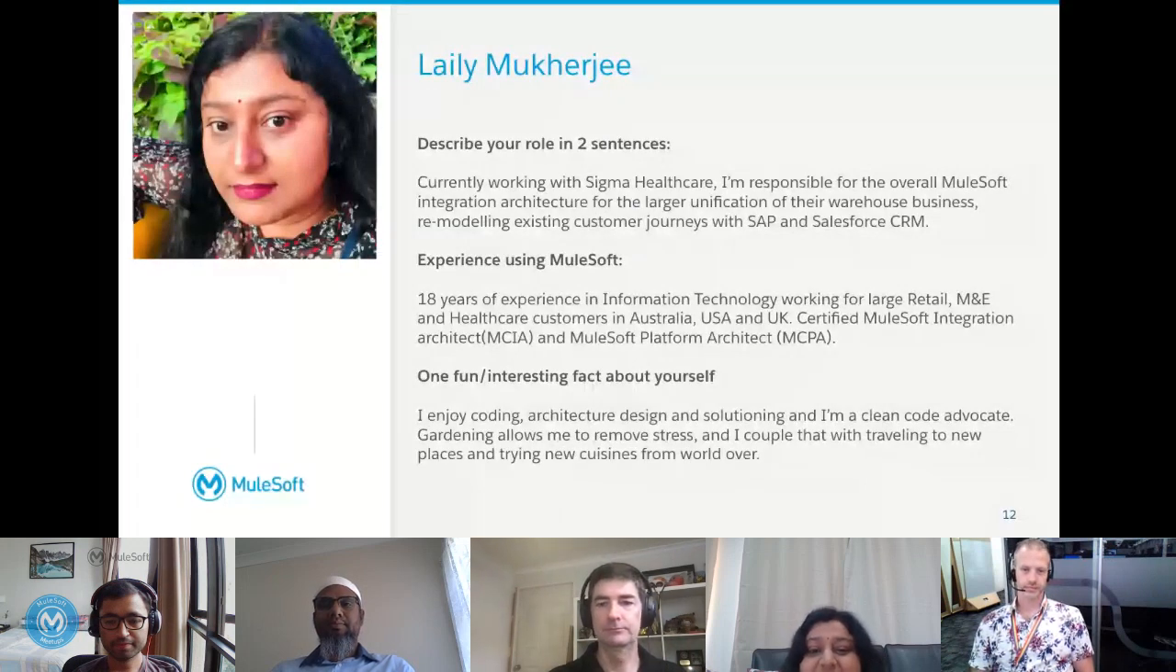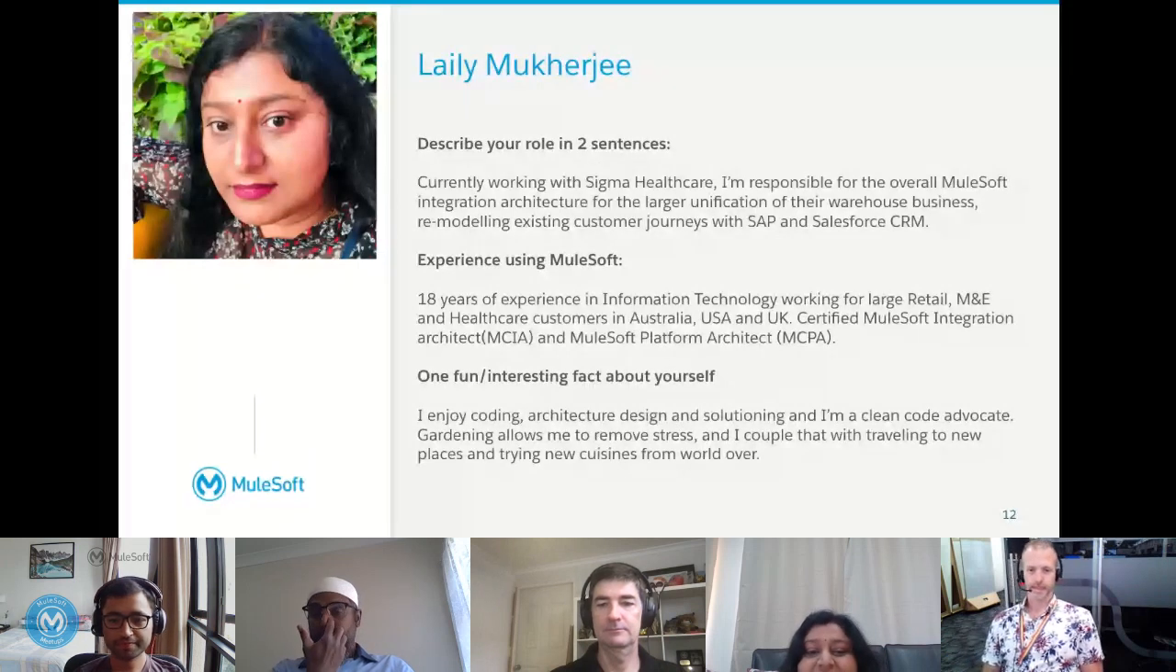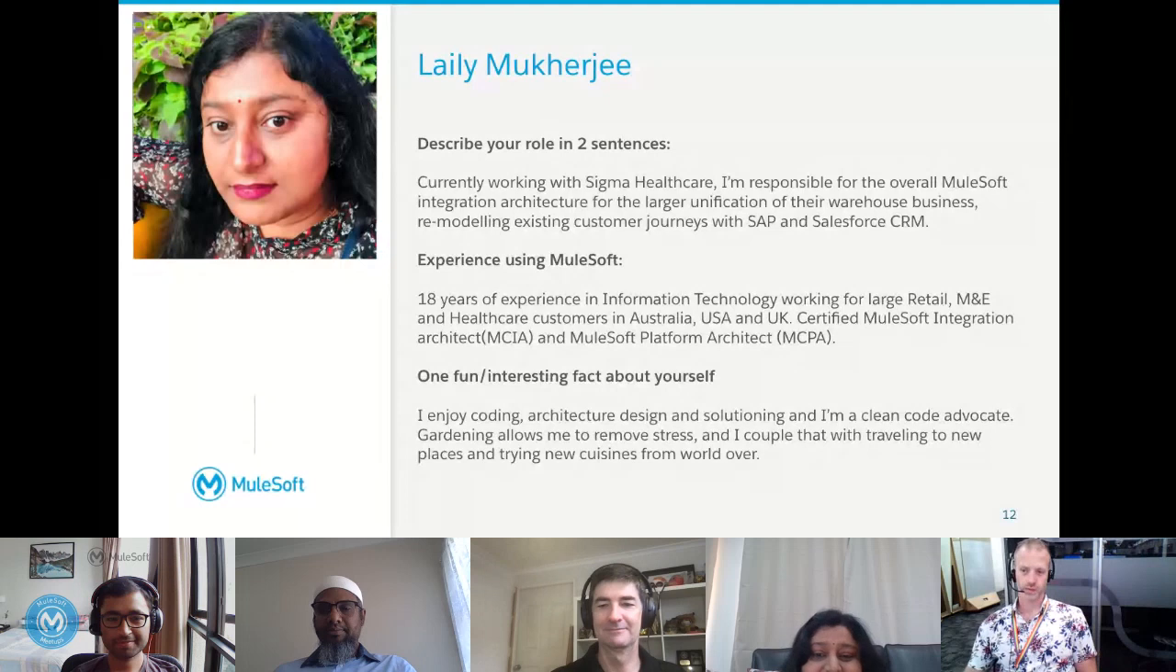The fun fact about myself is that I enjoy coding, of course. But since I'm in Australia right now, I'm locked down here for 1 year. I wanted to visit Australia to see new things. Apart from that, I love gardening to de-stress right now, and I love traveling. That's the way I go across the world. So thank you so much.